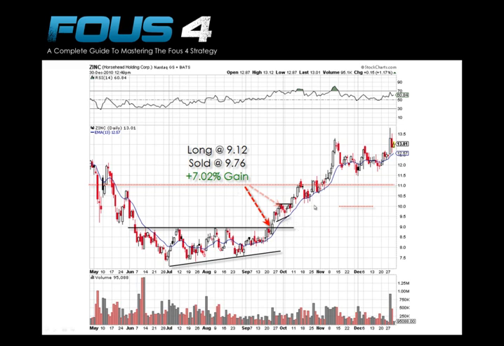riding the 13 EMA trend up until a decent profit level. But I took my short-term 7% gain at $10 per share. I actually got out at 976, so I was pretty impatient with this trade. But as you can see, this is what kind of reactions you get off of these Foos patterns.